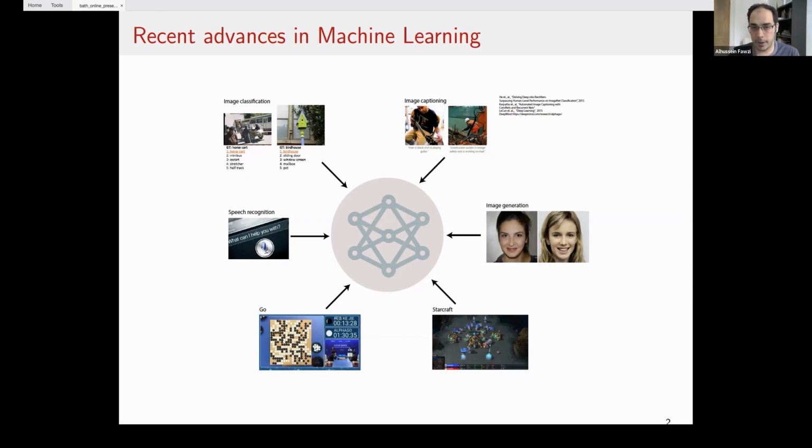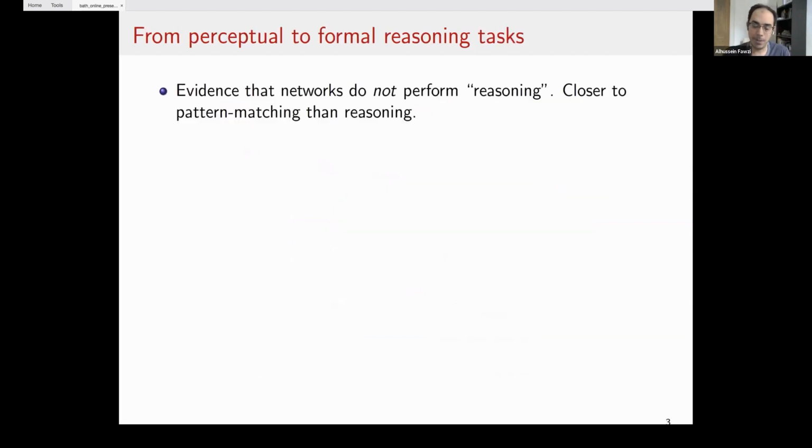So the starting point is a simple observation. The networks that are very impressive in perceptual tasks, such as image classification, there are many pieces of evidence that suggest that they don't perform any reasoning, but rather they are closer to pattern matching than reasoning.